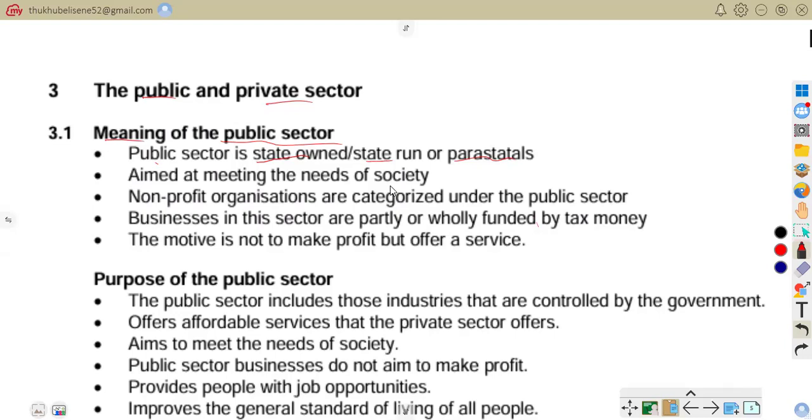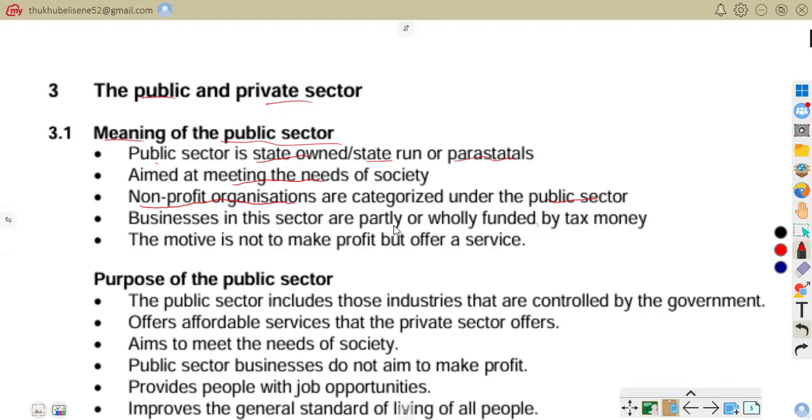For example, we can talk of public hospitals. It is aimed at meeting the needs of society. It focuses on helping people, for example, providing healthcare to the community. Non-profit organizations are categorized under the public sector. So it means they do not focus on making profit. They are not a profit-oriented sector.